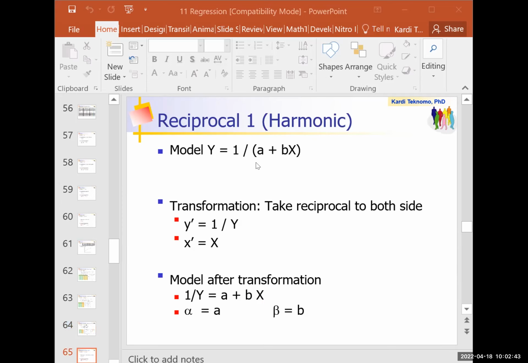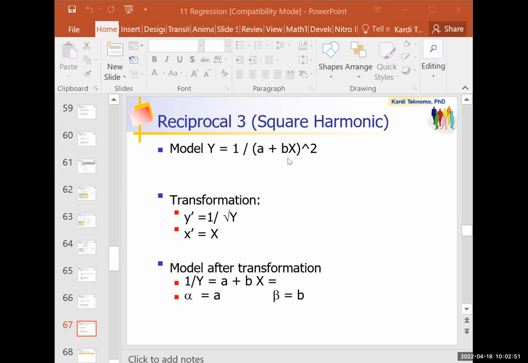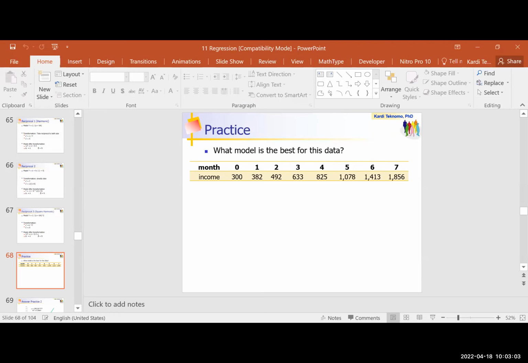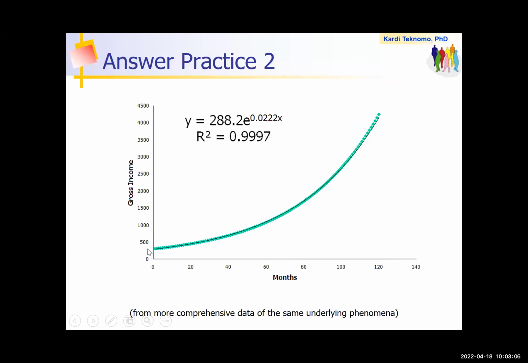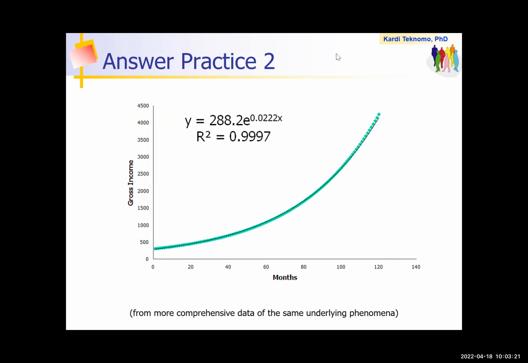It's the same thing if you have harmonic, something like this, or a different reciprocal model, a square of harmonic, for example. Say if you have this kind of data, for example, and you plot it, probably the exponential model will be the answer. Okay, so before I go to the matrix computation, is there any question?